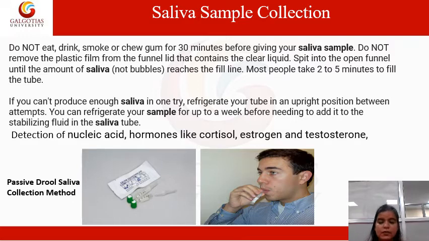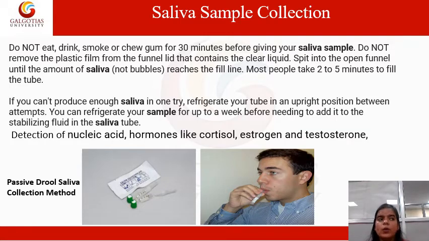We have to make sure we fill that tube to the mark which is given, so that the prescribed amount of saliva required for the test is there, and we can perform the test with 100% efficiency. If you can't produce enough saliva in one try, refrigerate your tube in an upright position between attempts. You can refrigerate your sample for up to a week before adding the stabilizing fluid to the saliva.